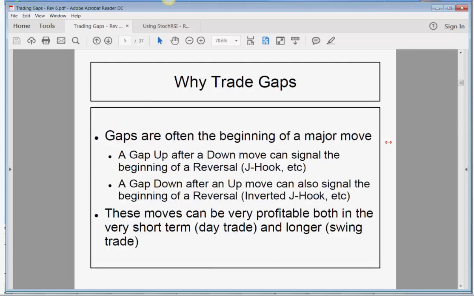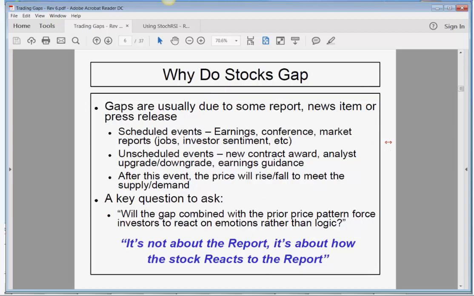Gaps are often the beginning of a major move. Usually a gap up or down can signal a reversal, and I'll show you some examples of those. And a gap down after an up move can also be the beginning of a reversal to the downside instead of the upside. These moves can be very profitable. I'll show you how to make sure you're in the ones that are going to work and increase the odds of being in those versus the ones that fail. And I'm going to cover both day trades and swing trades.